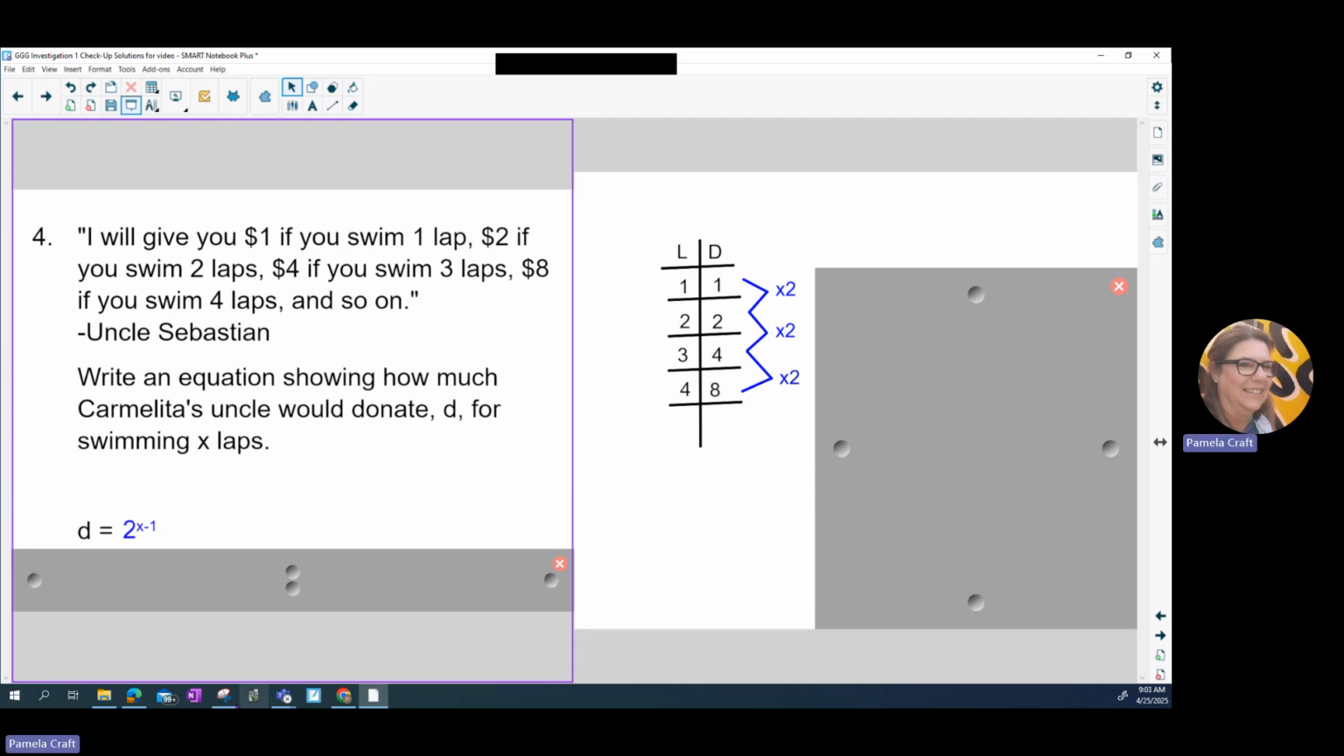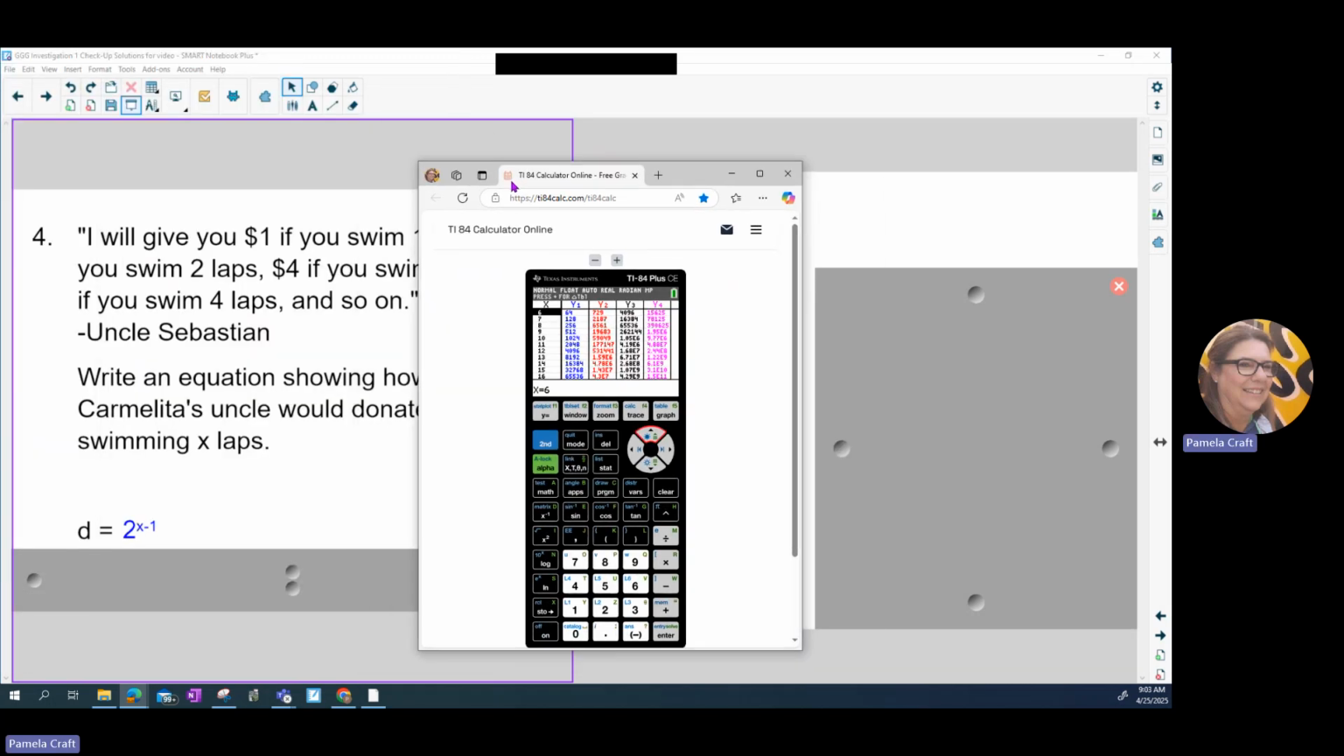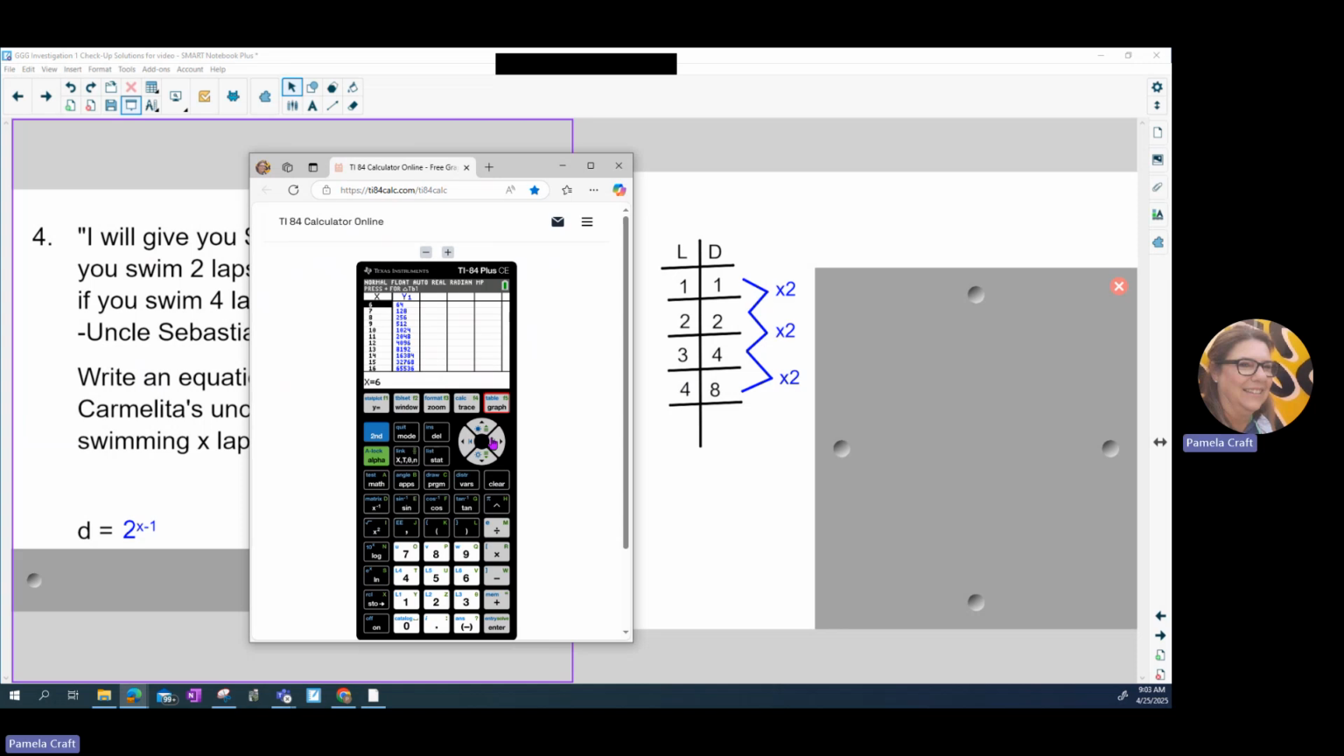So I'm going to put into my calculator y equals 2 to the x. Clear these other ones out of there. And if I do second graph and look at my table, at 1, I should have 1. But in my calculator, it shows 2, and 4 and then 8. So I feel like I'm back 1, right?